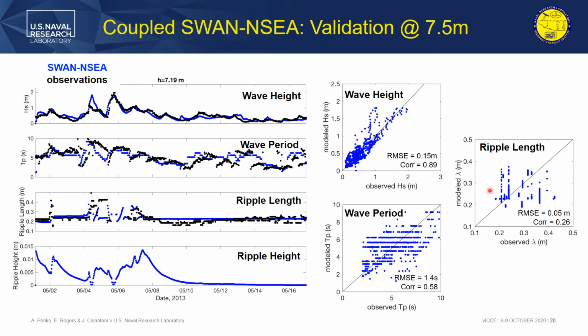Over on the right, you see some scatter plots. Our RMSEs are pretty good, 15 centimeters for wave height, 1.4 seconds for wave period. Our ripple length has a small RMSE, but also small correlation. So we're going to be using this model in this upcoming project and really upgrading it, specifically moving on to probabilistic instead of deterministic. And we already have some results that show this.